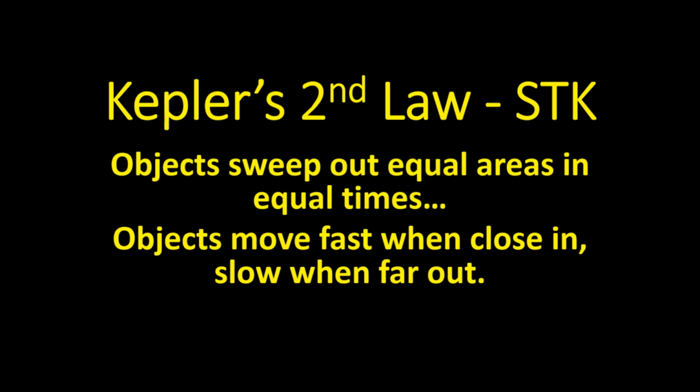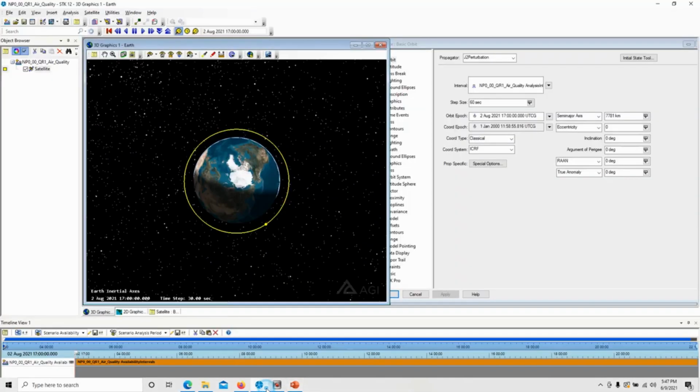Now, by itself, that can be kind of hard to understand, what it actually predicts. And instead of just planets, this is any object in an orbit, say satellites, for instance. The big takeaway of Kepler's second law that we get from this sweeping out equal areas in equal times basically boils down to objects move fast when they're in close, and they move slow when they're far out from their central object. So let's switch over to STK.